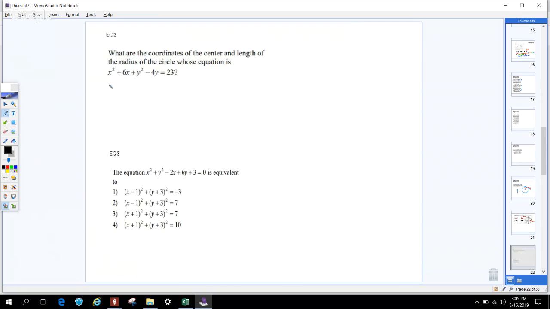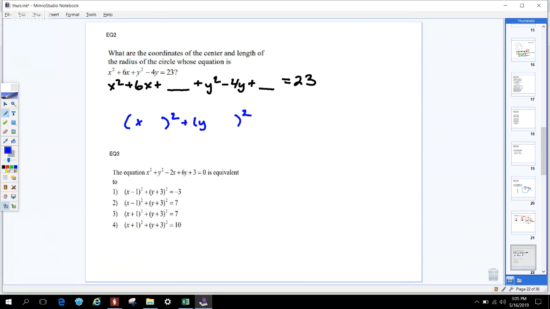So we're going to group the X's, which they already did for you. Then we have to leave a space. Then we're going to group the Y's. Then we have to leave a space. And they already moved the 23 to the other side. So you got a head start. Now we're going to do it here. Here we've got our X. Here we have our Y.